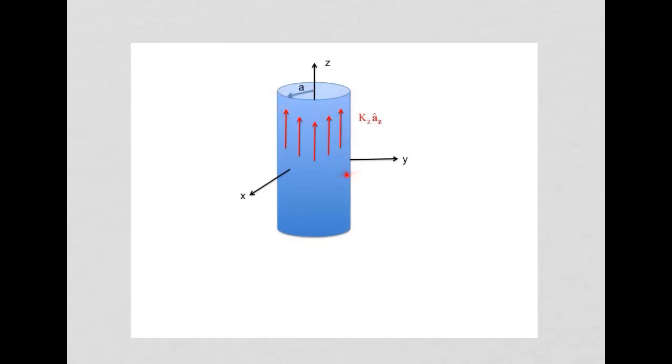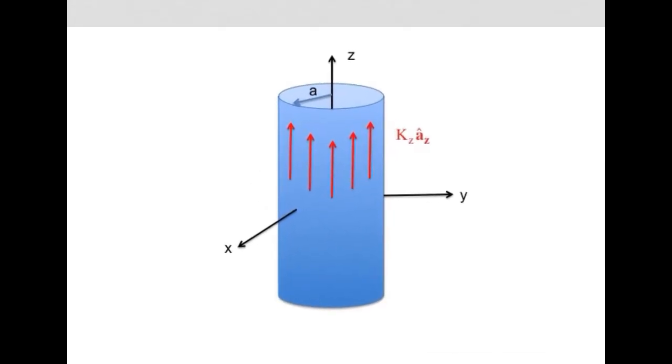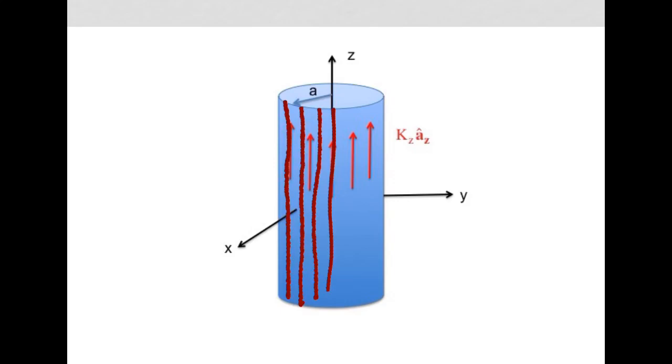We have a hollow cylinder that's aligned with the z-axis, and it has a radius of a. On the outer wall of the cylinder, a sheet current density is flowing of magnitude k sub z in the direction a sub z. Now we can think of the current flowing as a collection of current filaments lined side by side around the cylinder.